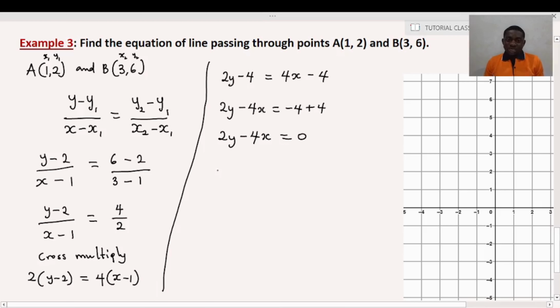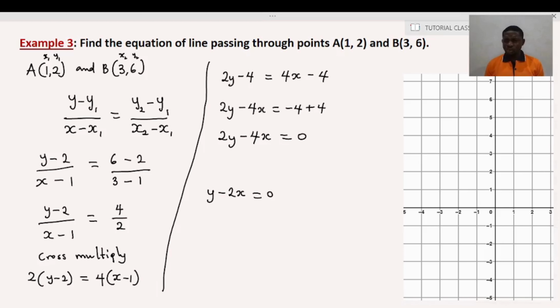You can also decide to express it as saying divide through by 2. If you divide through by 2, you will have y minus 2x equals to 0. This equation is still valid for this line given here, just as this is valid for this. So that is the equation of that line.